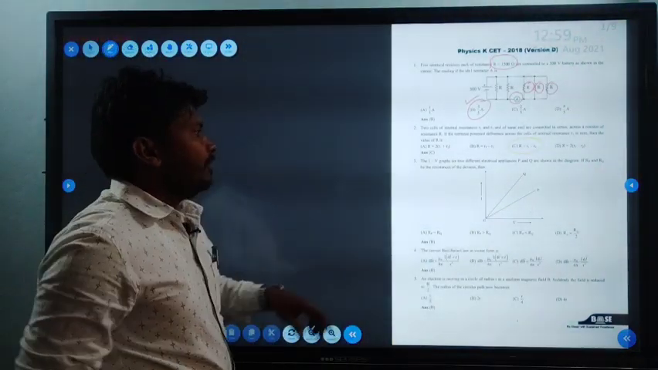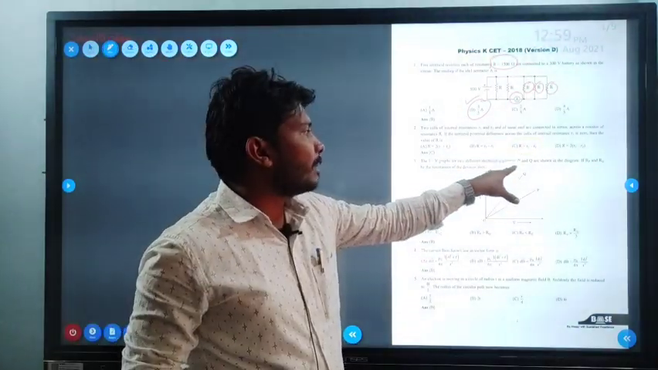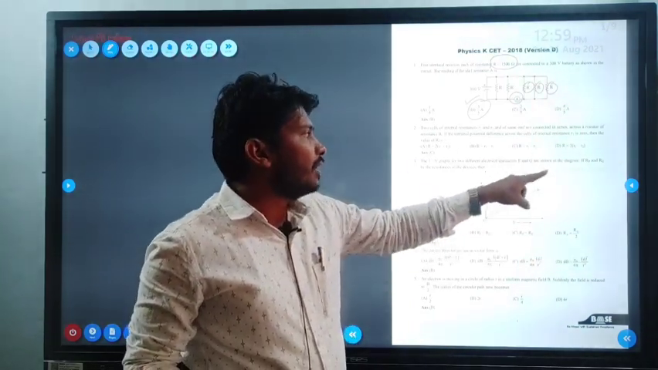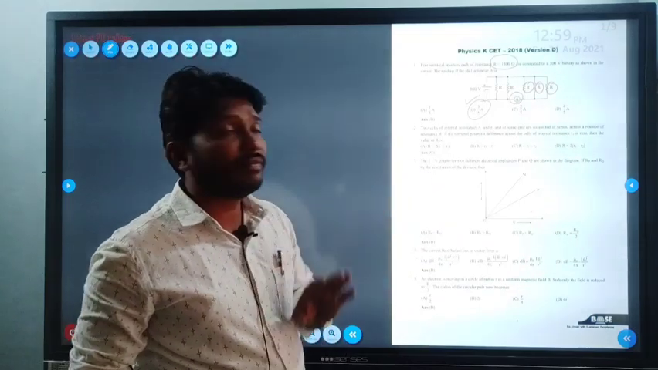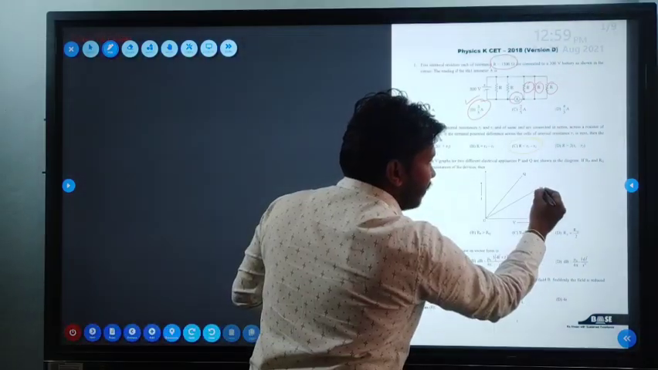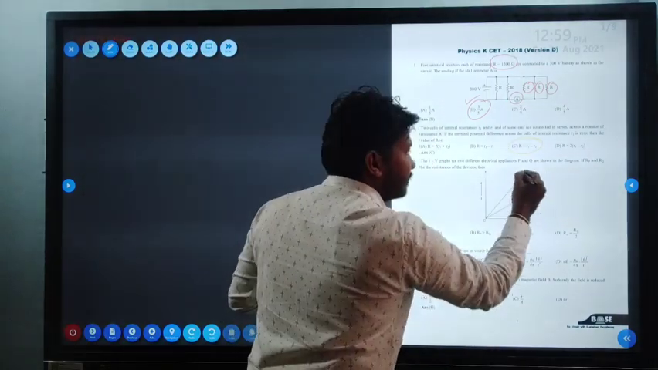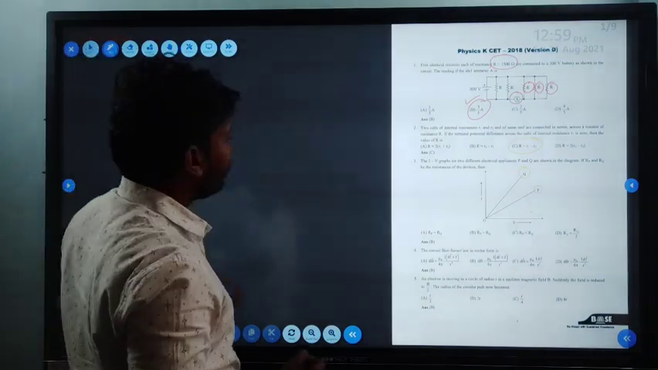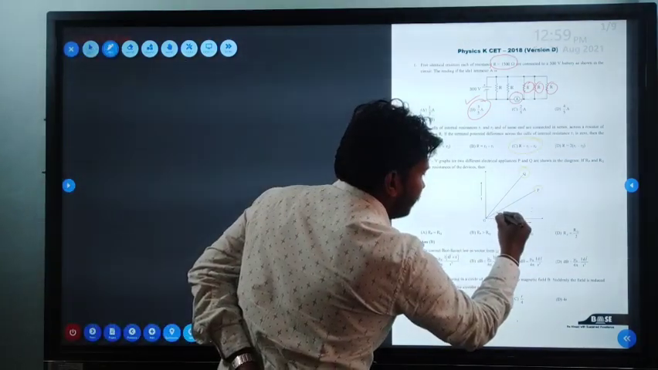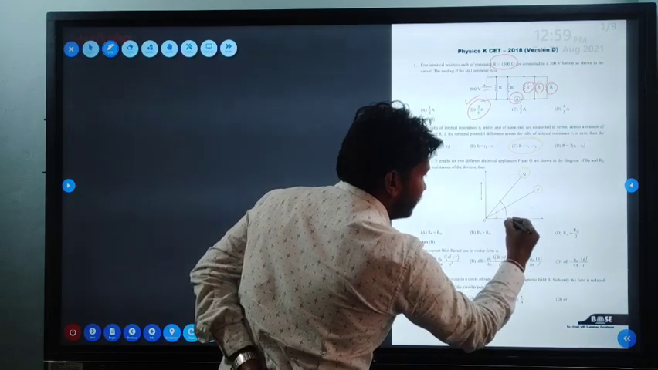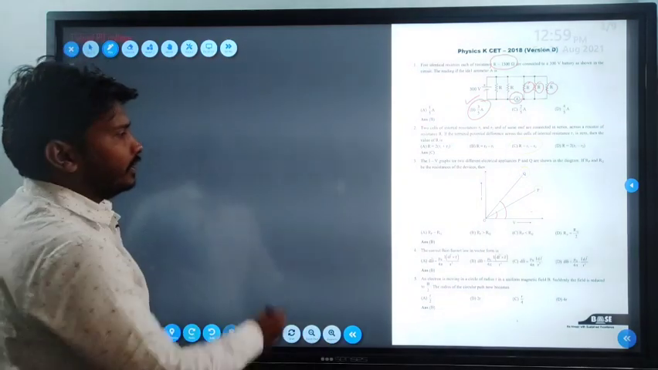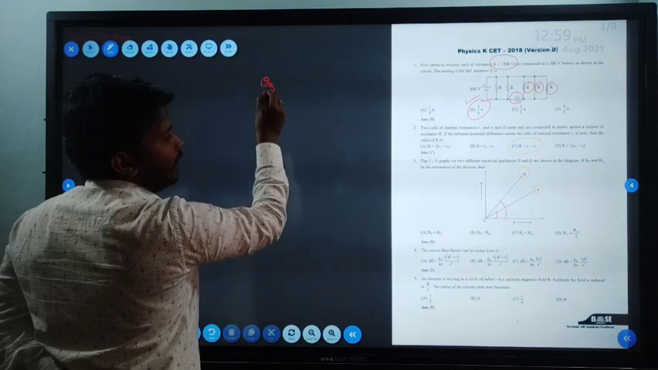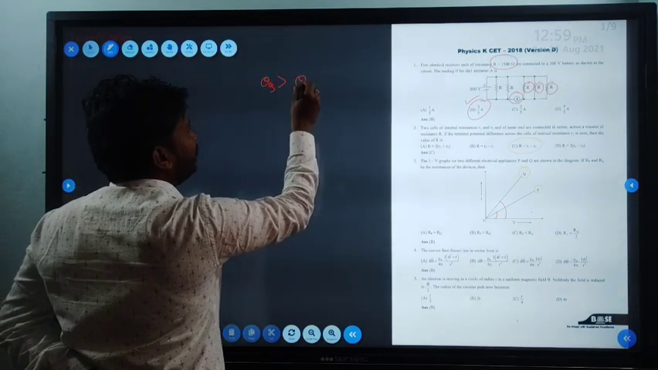Third question. The IV graphs for two different electrical appliances P and Q are as shown in the figure. So the IV characteristics are given. If R of P and R of Q are the resistances of the devices, then look here. This is for metal P and this is for metal Q, right? This angle is theta for metal P and this is theta for metal Q. Then which value is greater here? The theta of Q is greater than the theta of P.